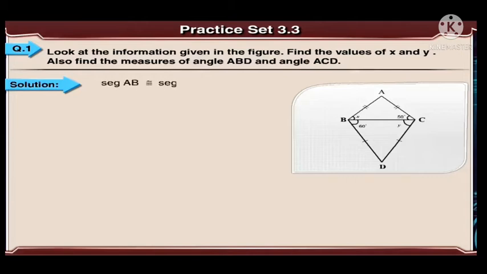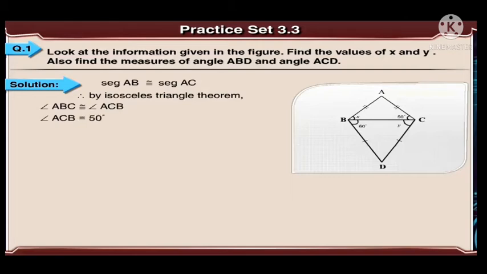Consider triangle ABC. Segment AB is congruent to seg AC. Therefore, by isosceles triangle theorem, angle ABC is congruent to angle ACB. It is given that angle ACB is equal to 50 degrees. Therefore, angle ABC is also equal to 50 degrees. That is, x is equal to 50 degrees.